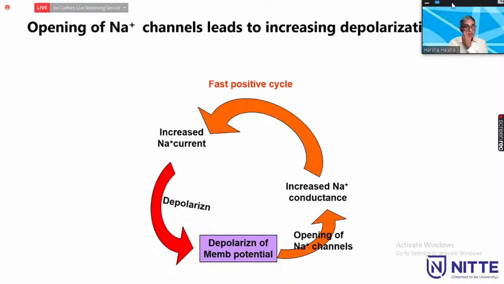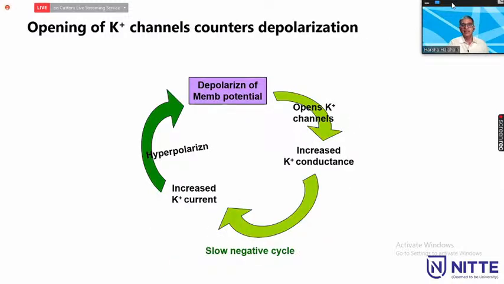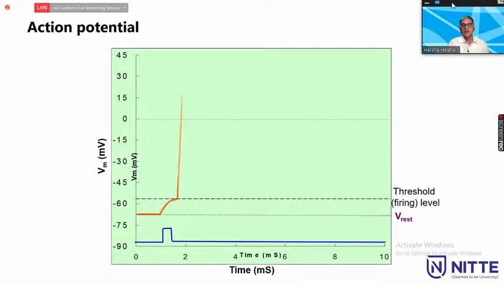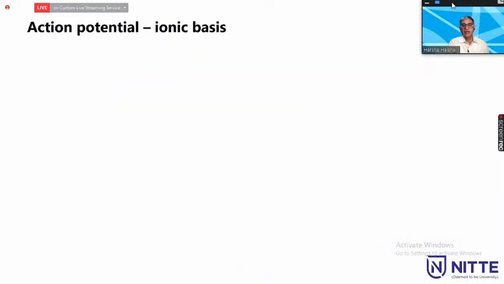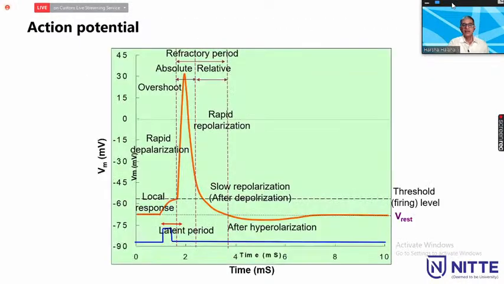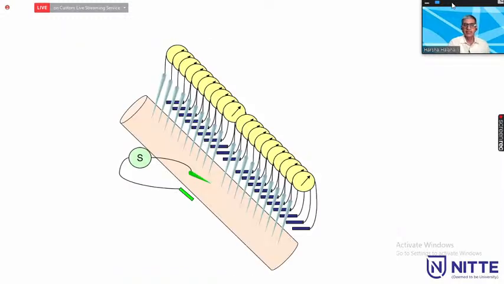Therefore, one can look at action potential generation as a regenerative process where initially there is increased sodium conductance and then there is increase in potassium conductance, leading to the typical action potential. During the rapid depolarization phase, you have sodium influx through opening of voltage-gated sodium channels, and then during the repolarization phase, there is efflux of potassium through voltage-gated potassium channels.